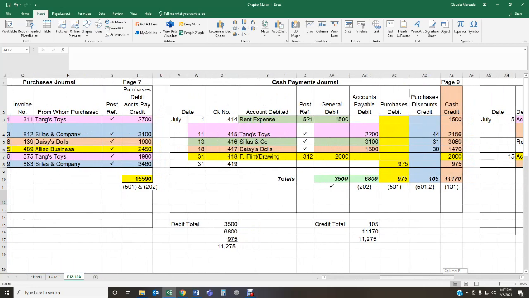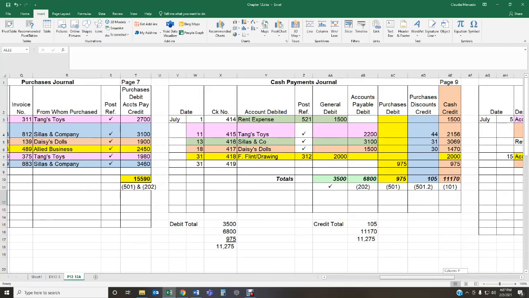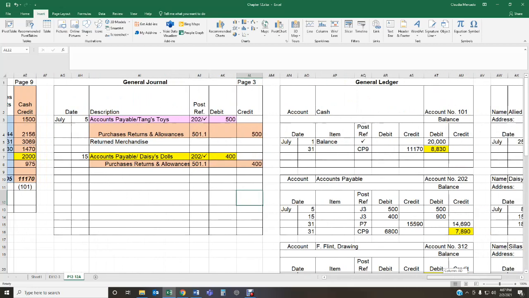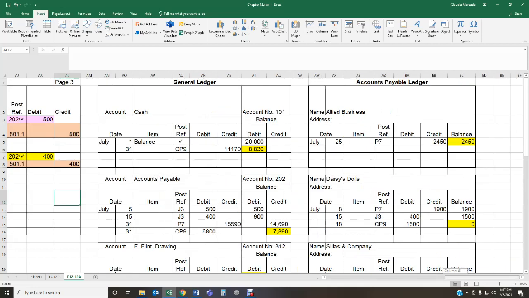If my transaction does not apply to my purchases journal or my cash payments journal, then it goes into my general journal. And once I'm done with all three journals, it's transferring the information over to my general ledger. And then once I'm done with that, it's transferring the information to my accounts payable ledger.